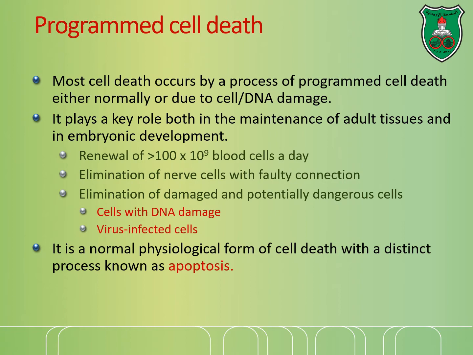Okay. Now, if cells get damaged, for example, by an assault on DNA, or if cells get infected by viruses, then they go through this process of programmed cell death, and this process is known as apoptosis.